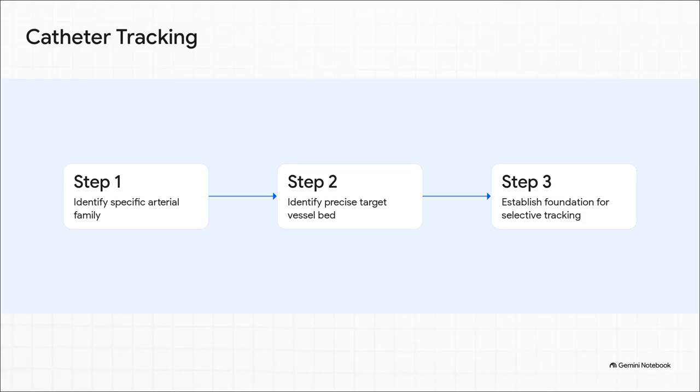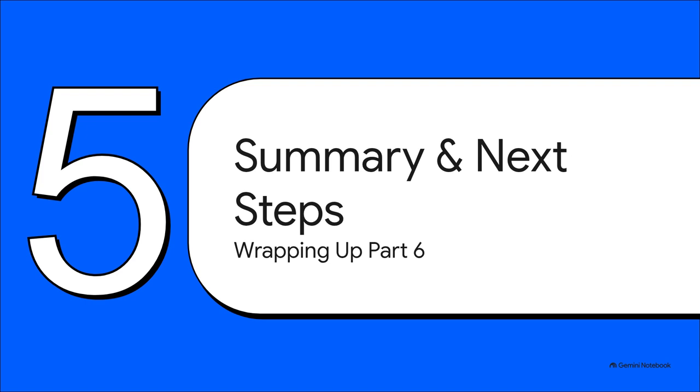So how does this build into our coding logic? Well, accurate coding demands a really methodical approach. Step 1, identify the arterial family. Step 2, pinpoint the precise target vessel bed. Why does this matter? Because this anatomical mapping is the entire foundation for selective catheter tracking. You simply can't code the journey or all the little first-order selections along the way if you don't actually know the map.